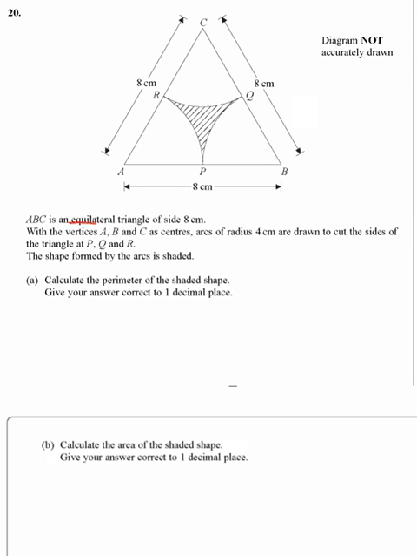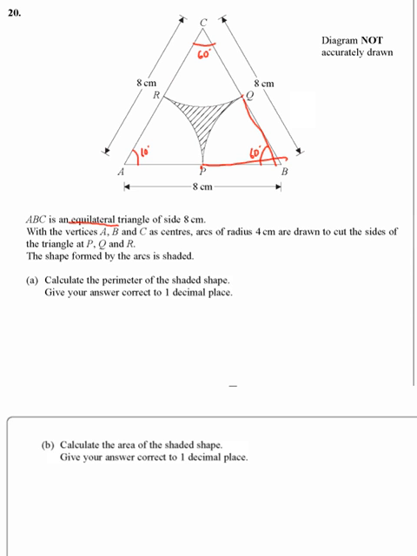ABC is an equilateral triangle, so obviously these angles here are 60 degrees, and that's going to be quite useful. So let's put that in. And there's arcs of 4 centimeters drawn to cut the sides of the triangle, so you get the shaded form. Now, the key thing here is that these are arcs, which means that each curved section here is a sector of a circle.